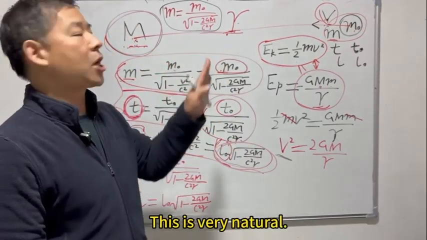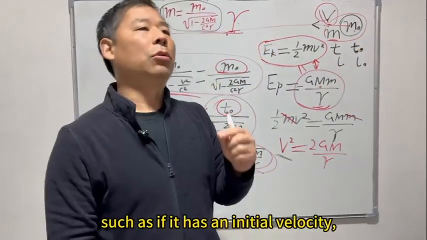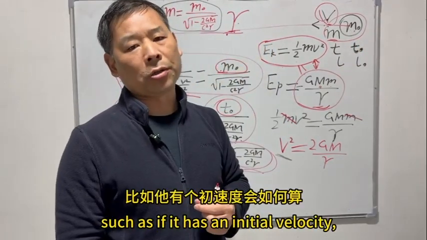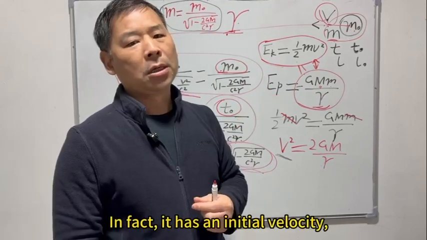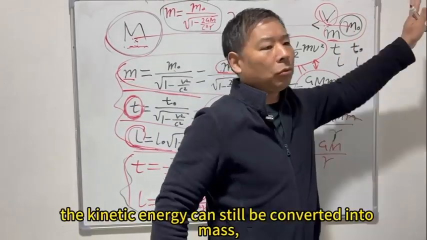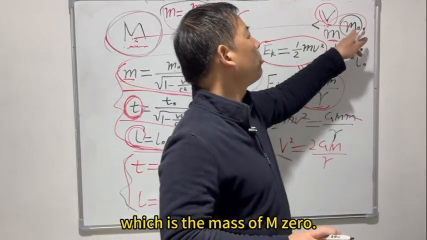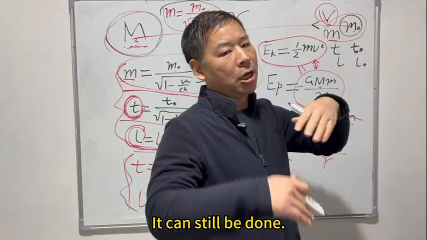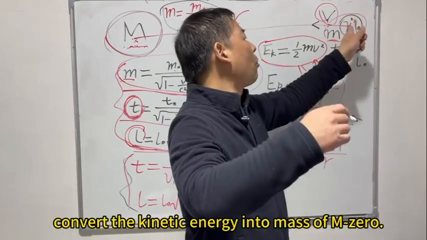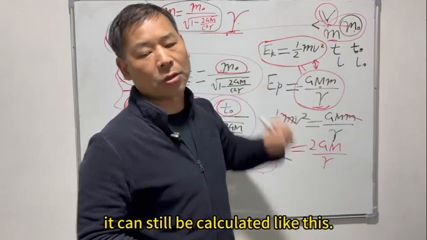This is very natural. Some say, what if it doesn't start from zero speed, such as if it has an initial velocity? How to calculate? In fact, if it has an initial velocity, it has kinetic energy. The kinetic energy can still be converted into mass, into the mass of m0. It can still be calculated like this.